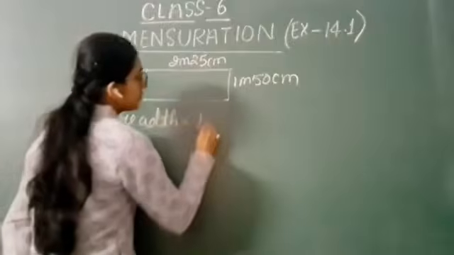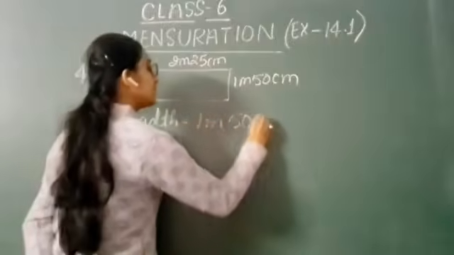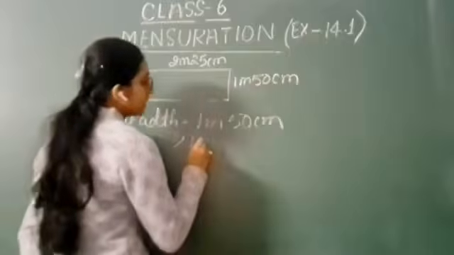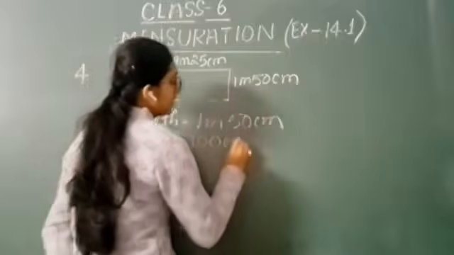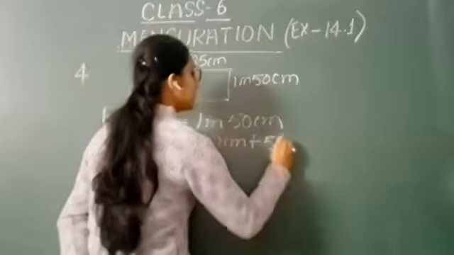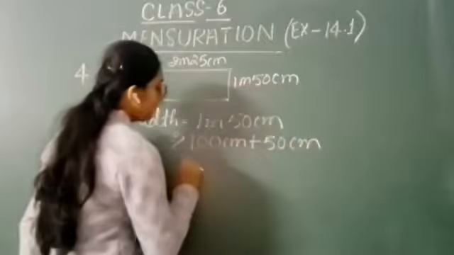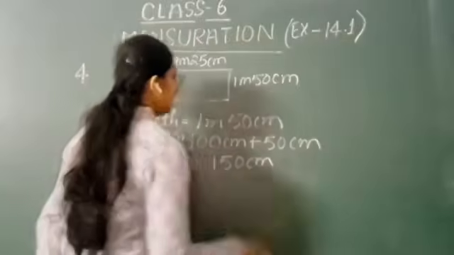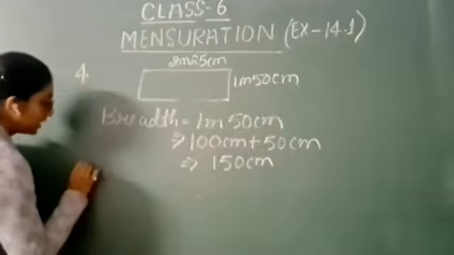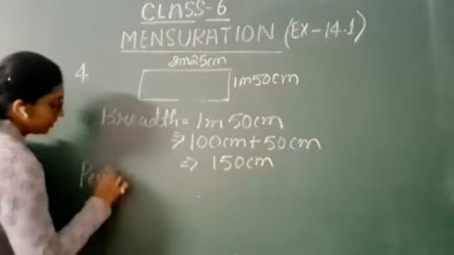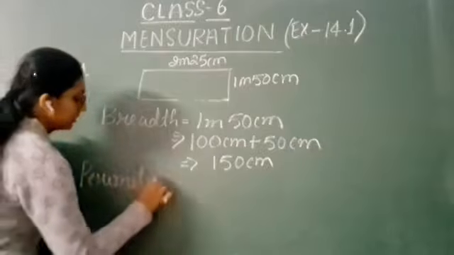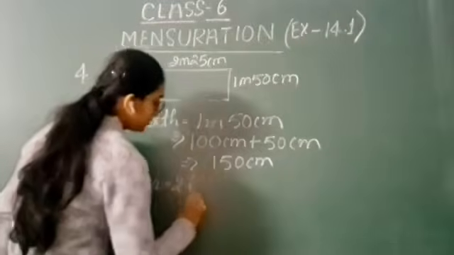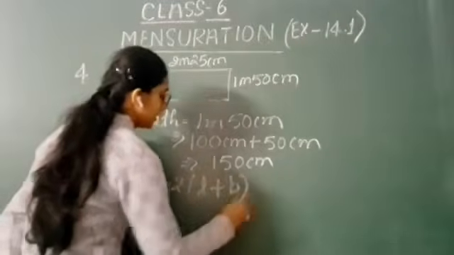Breadth is equal to 1 meter 50 centimeter, and we know that in place of 1 meter we can also write it as 100 centimeter plus 50 centimeter. After adding we get 150 centimeter, and we know the formula for perimeter. Perimeter is equal to 2 into length plus breadth.